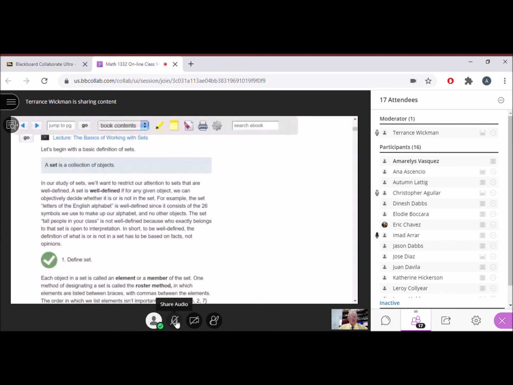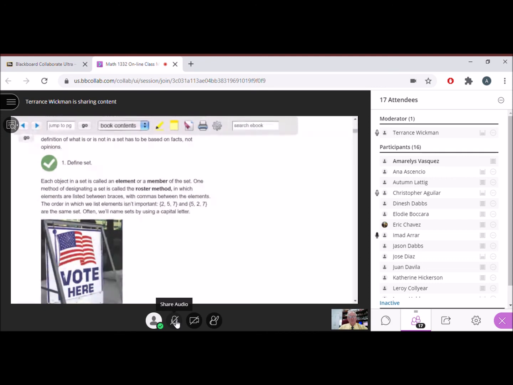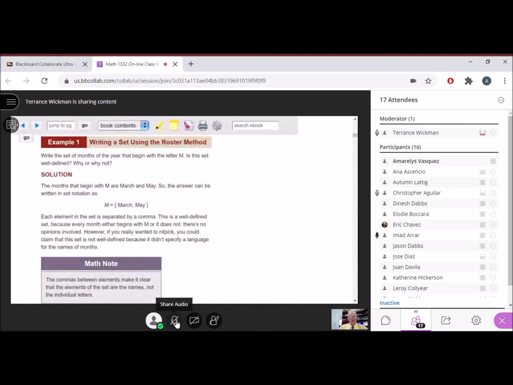A set is a collection of objects. It should be defined so it's specific. An element is a member of the set. So you have members 2, 5, and 7, or 5, 2, and 7. The order doesn't really matter here. Example 1. The months that begin with M. In the English language, they are March and May. The solution is separated by commas.